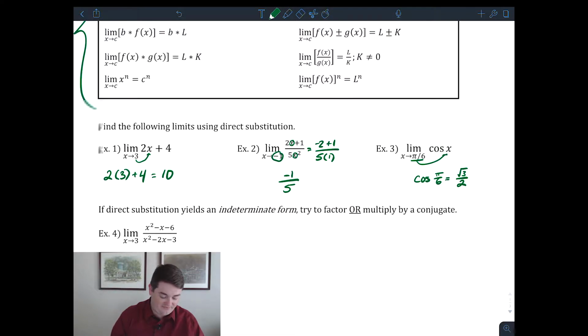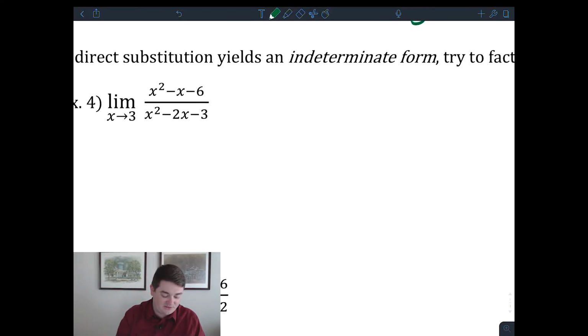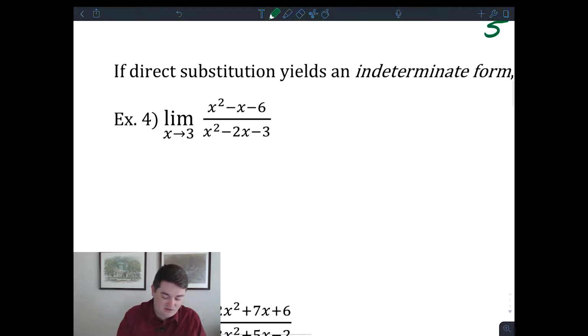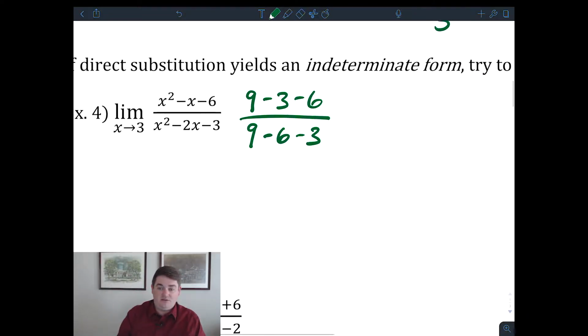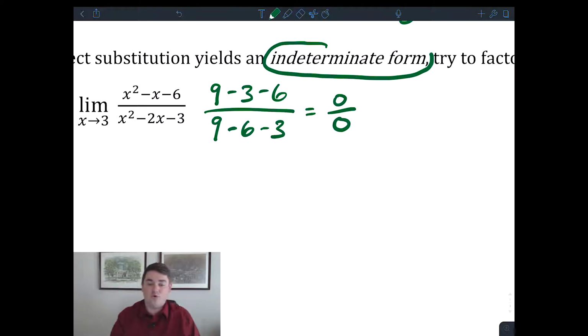And the reason why I say that is because, look at example 4, the limit as x approaches 3 of x squared minus x minus 6 over x squared minus 2x minus 3. If I try direct substitution here and I plug in 3, I would get 9 minus 3 minus 6 over 9 minus 6 minus 3, which equals 0 over 0, which we call an indeterminate form.